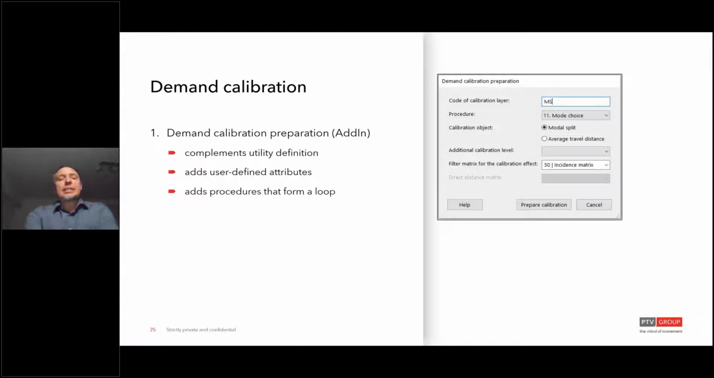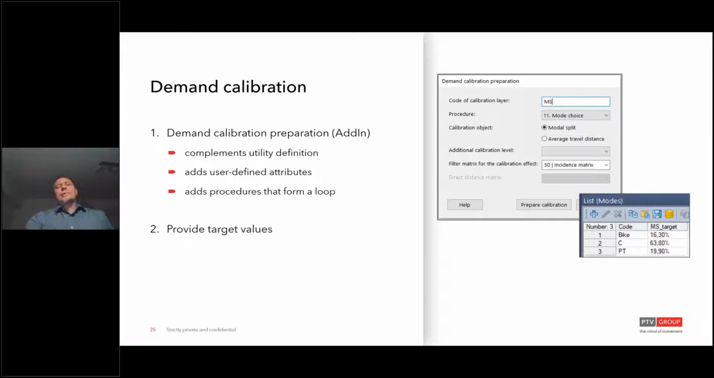And it will add or it will modify the procedure workflow. So it will add a few procedures which form a loop around certain procedures in order to do the calibration actually. So to assess the values and then to modify the utility definitions by changing the coefficients of the correction terms so that at the end your target values are matched.